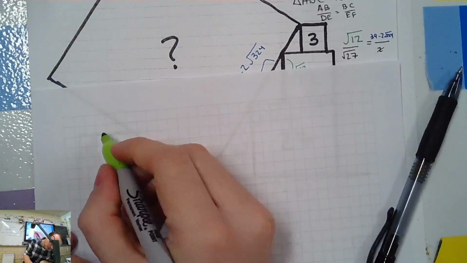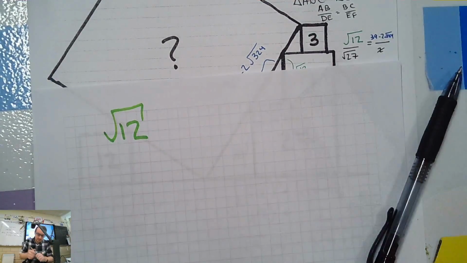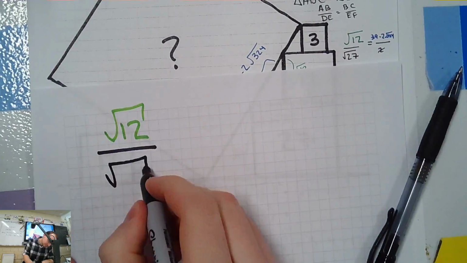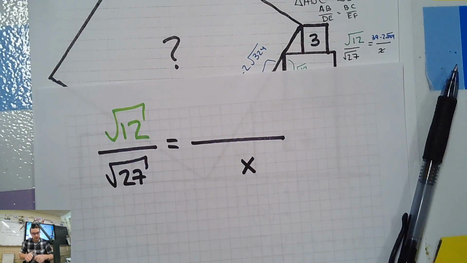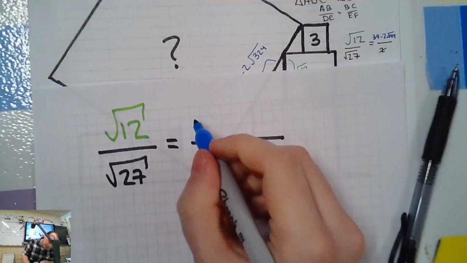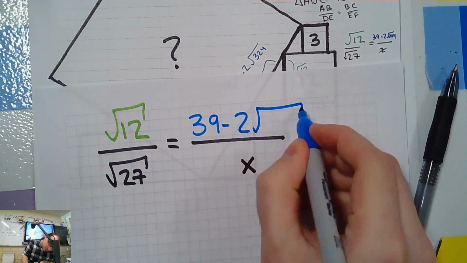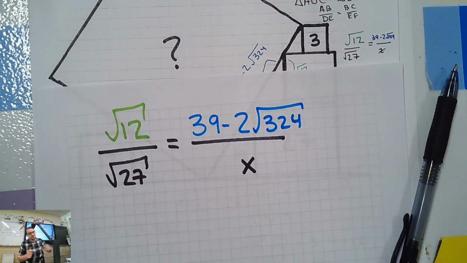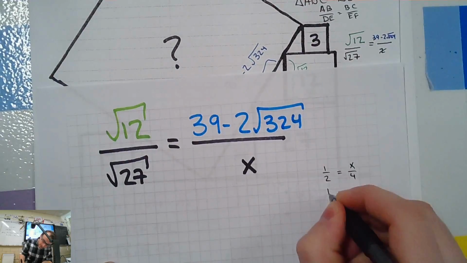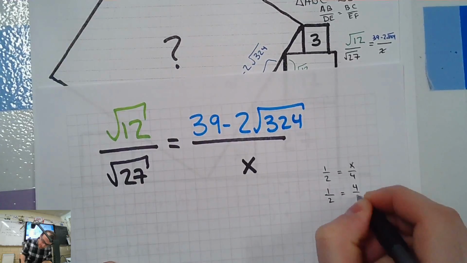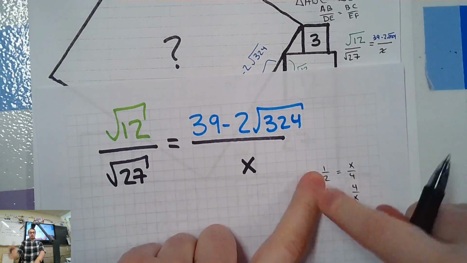So we've got root 12 over root 27, and that equals, we don't know, the hypotenuse we're looking for. And then we've got this big pile of junk: 39 minus 2 root 324. So we want to get x on its own. Is it easier to solve for x on the bottom or if x is on top? If I gave you an equation like a half equals x over 4, or a half equals 4 over x, which one would be easier to solve for? This one, right? Times by 4 and you're done.